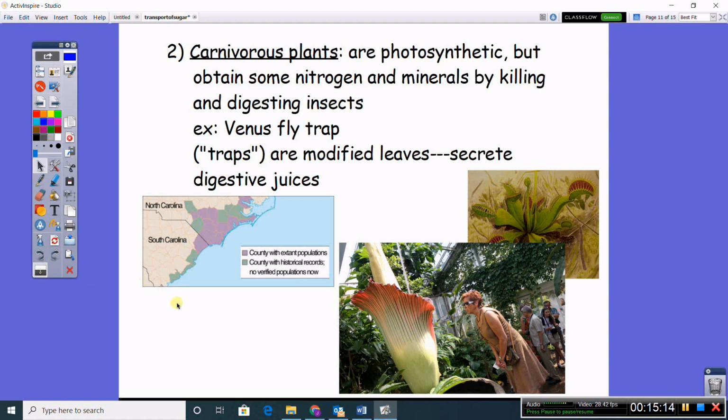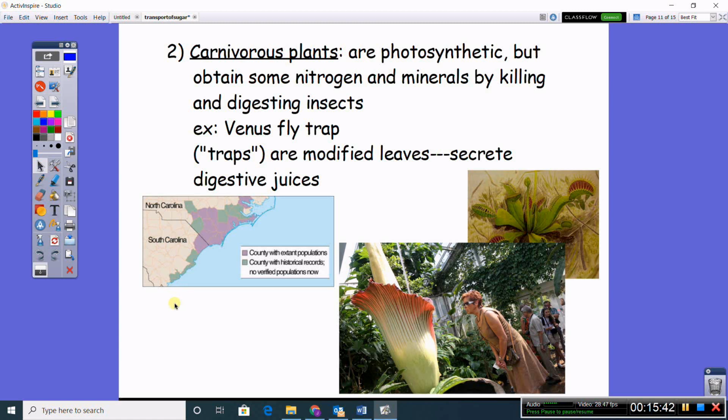All right, carnivorous plants. I don't know that any of you have these lying around your house, but carnivorous plants are photosynthetic, but obtain some nitrogen and minerals by killing and digesting insects. So it's important to realize that we don't count them as being heterotrophic. They're still photoautotrophs, okay?